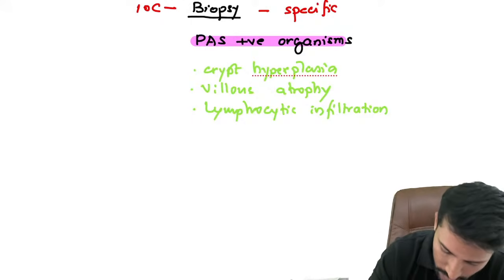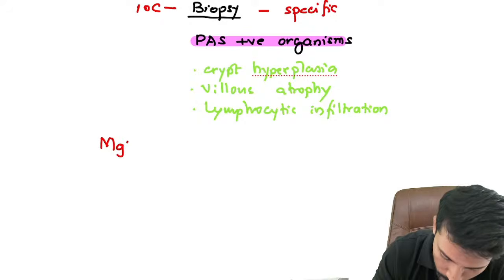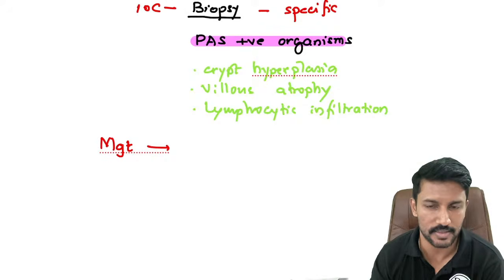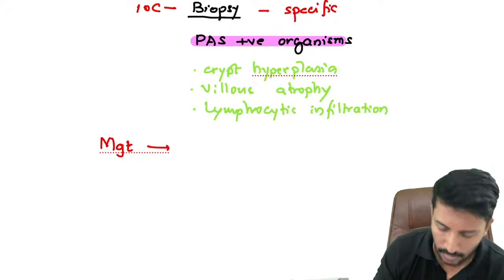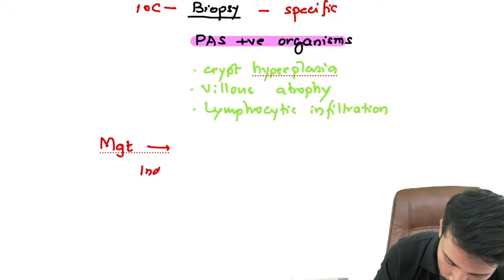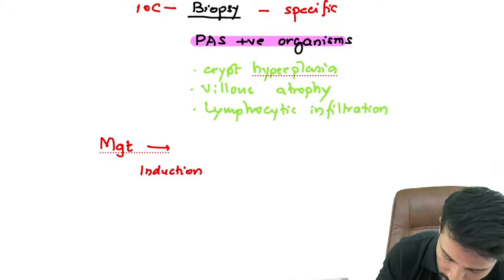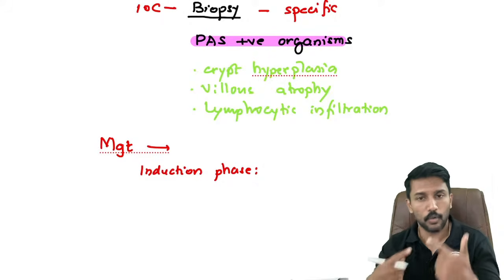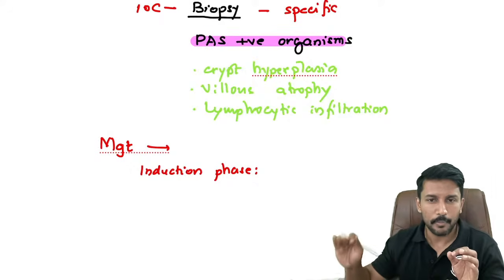So once I have diagnosed it, how do I manage these patients? Basically, this is an infective colitis, right? So antibiotics will be the management. Antibiotics need to be given in two phases. The induction phase: first, I need to give some strong antibiotics. And because it is a chronic infection, the infection can bounce back again. So I need to have some maintenance phase.